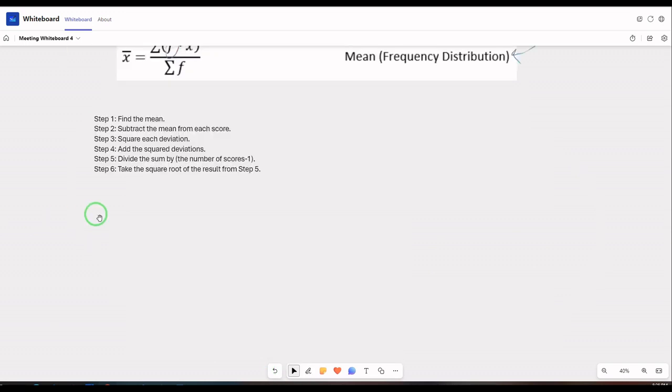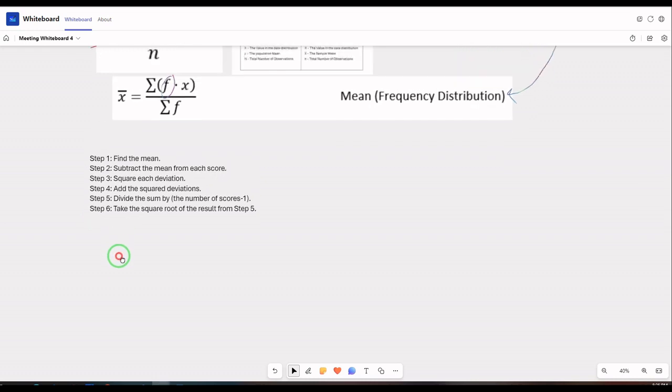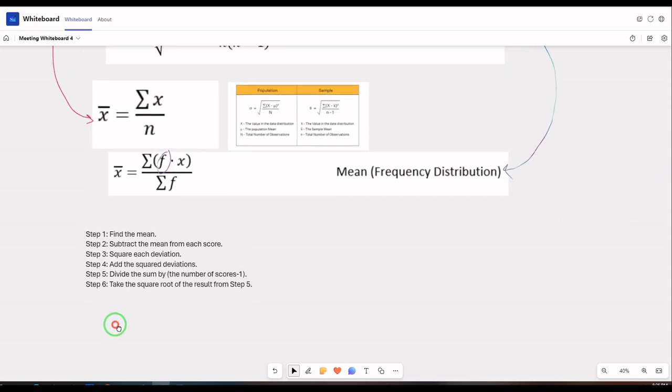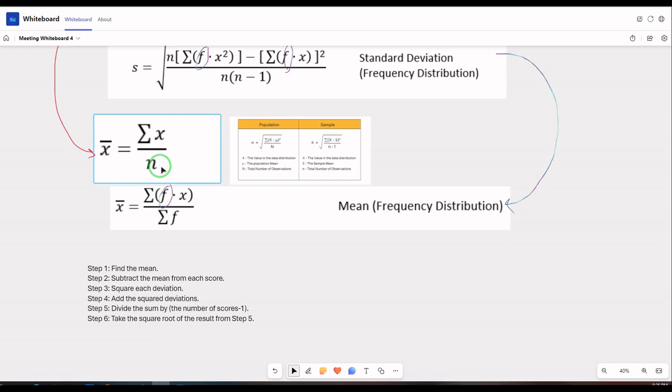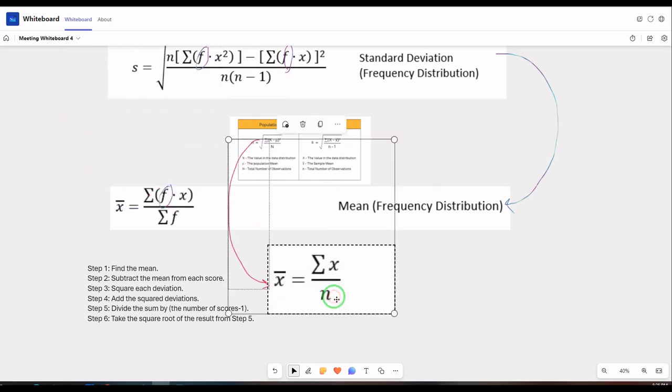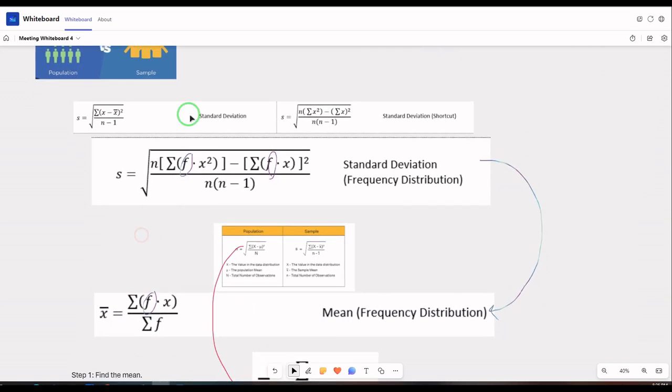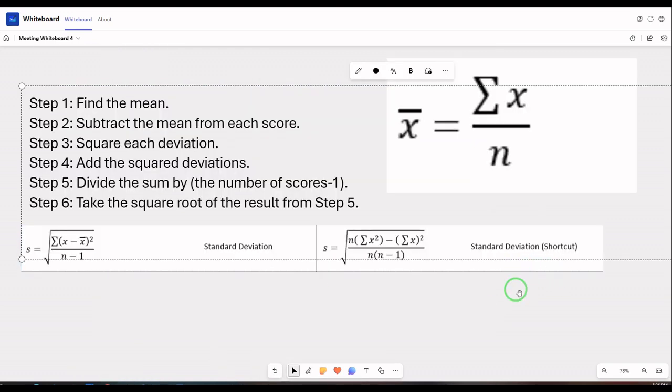So here I've put down some steps for you if you want to calculate the standard deviation of a sample when the frequency is 1. I'm going to bring down the formulas again, so you know exactly which formulas to use. First of all, you use this formula to calculate the mean of the sample, which is basically adding all the data points together divided by n. This is the first step.